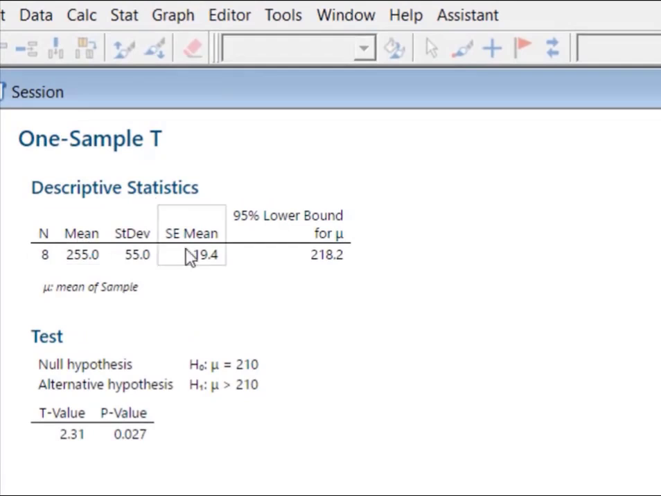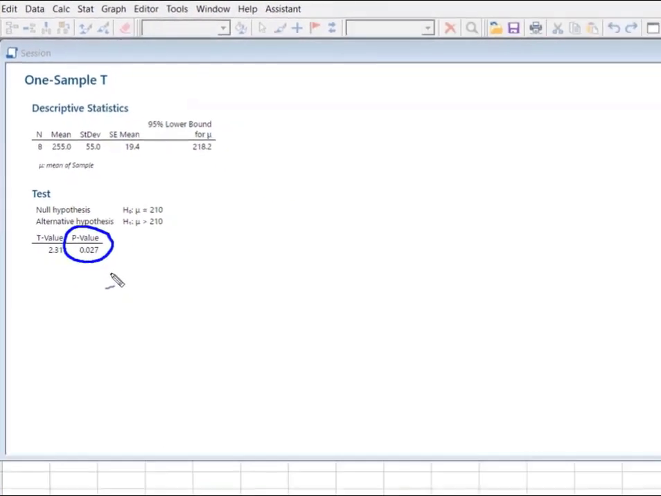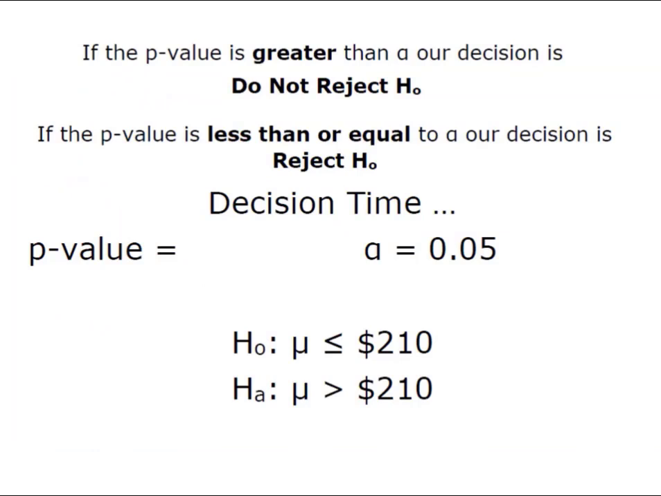Now Minitab has run my one-sample t-test for me, and what I'm after here, because I'm using a p-value approach, is I'm looking right down here at the p-value that was calculated by Minitab. And I'm going to take that back and finish running my test and draw my conclusion. Remember that our decision criteria under a p-value approach is if the p-value is greater than alpha, our decision will be do not reject H0. If the p-value is less than or equal to alpha, then our decision will be to reject H0. Remember, when p is low, H0 must go.